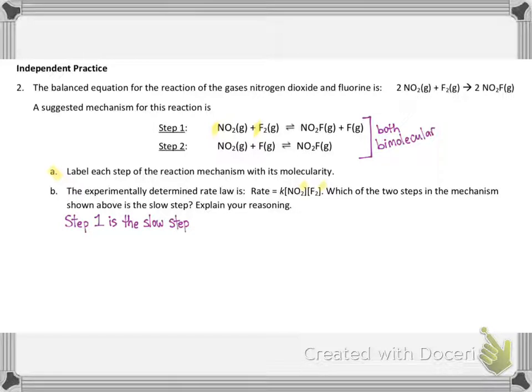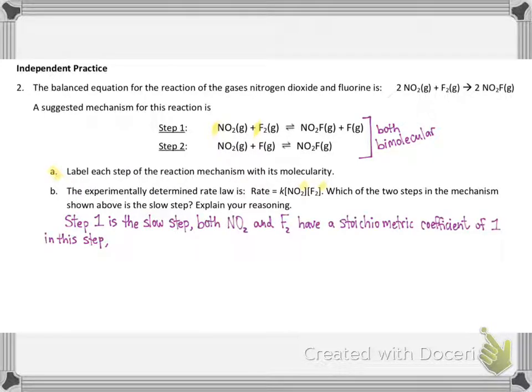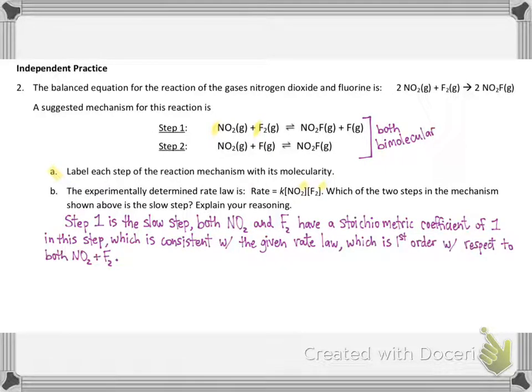And of course, our reasoning again focuses on the coefficients. As we noted, both NO2 and F2 have a coefficient of 1 in step 1, and that is consistent with the given rate law, which is first order with respect to both NO2 and F2. Ta-da! And there you go.